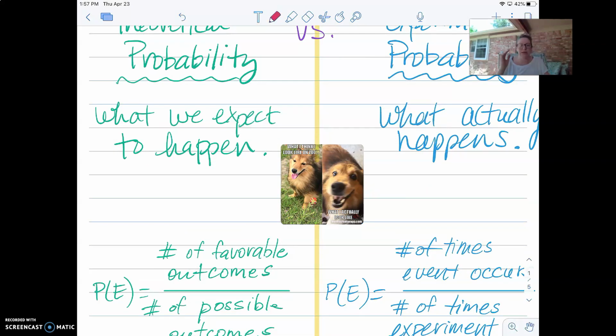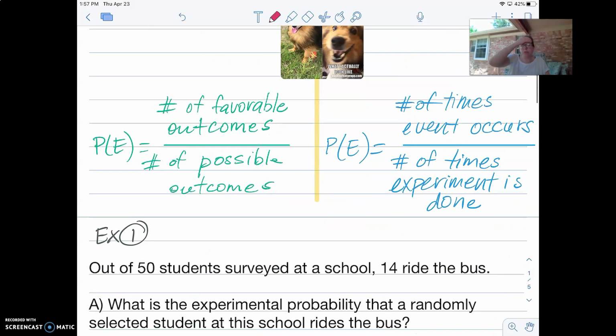Okay, so that's basically what theoretical and experimental is. What do we think is going to happen based on numbers? What actually happens based on an experiment, or based on something that is actually happening instead of something theoretically happening. So these are the formulas that we're going to apply, but this is kind of common sense-ish, but if you need to reference these formulas, they're there for you.